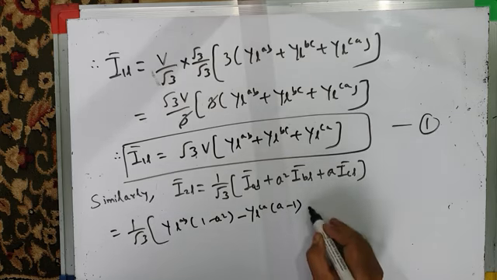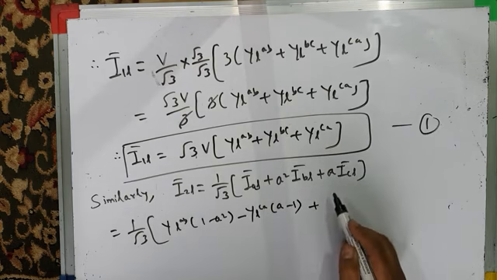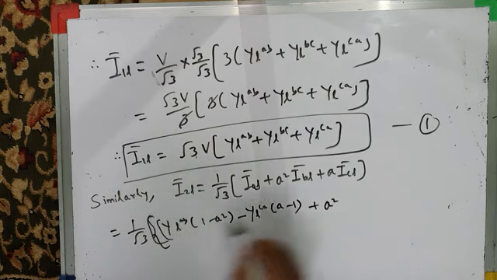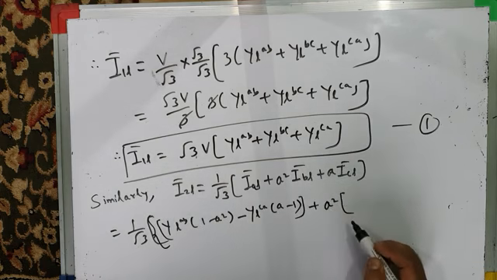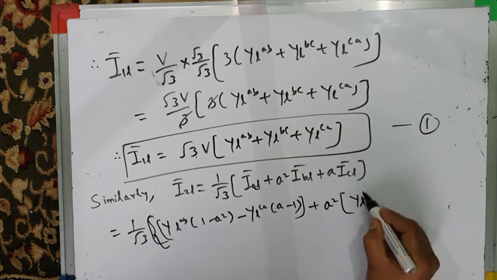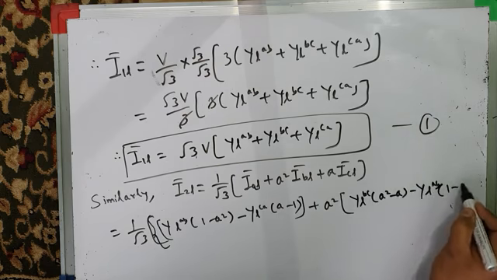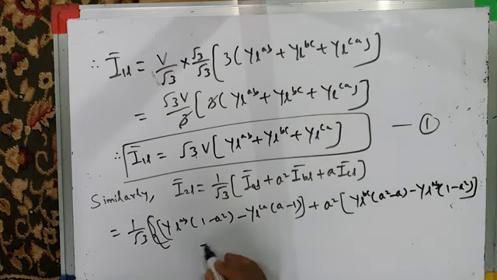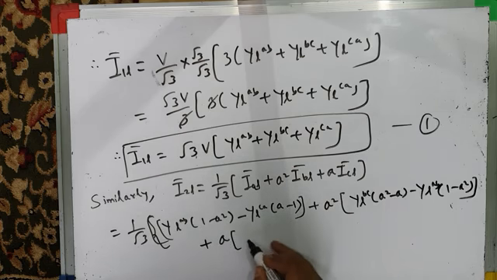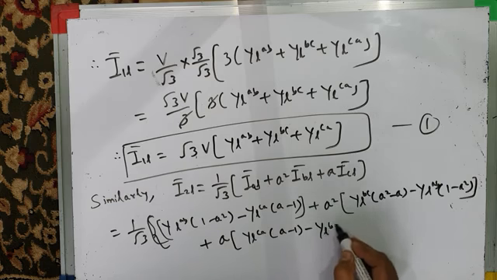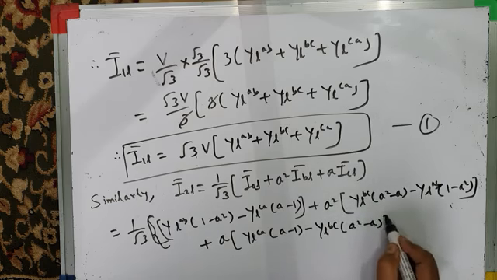Okay? Plus A square times IBL. This is IAL plus A square times IBL. What is IBL? IBL is YLBC times A square minus A, minus YLAB times 1 minus A square. Plus A times ICL. Keep it as A itself, so YLCA into A minus 1 minus YLBC into A square minus A, whole multiplied by V.